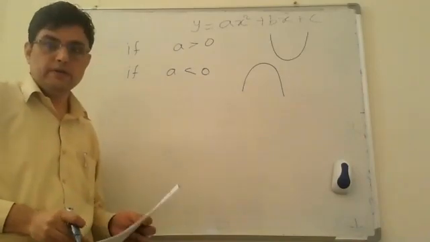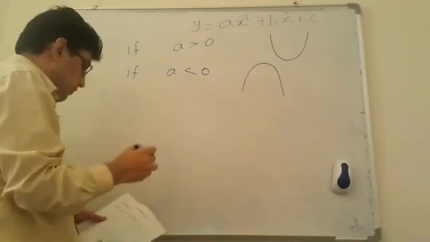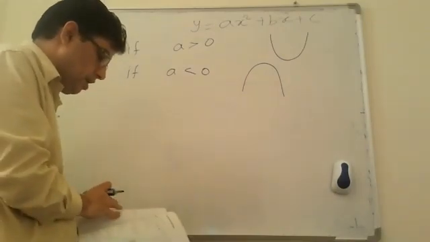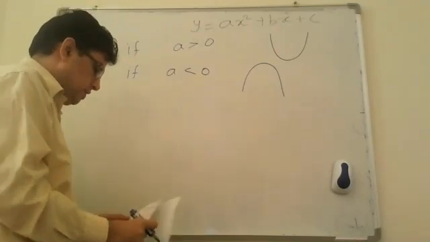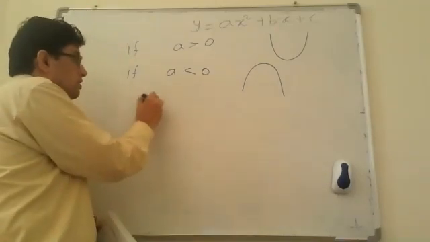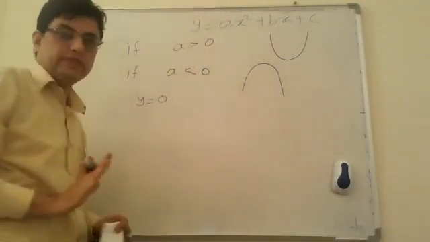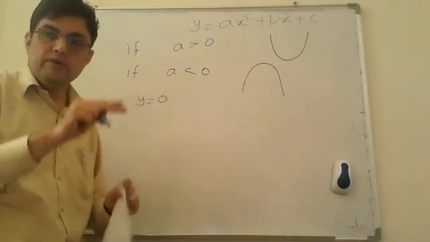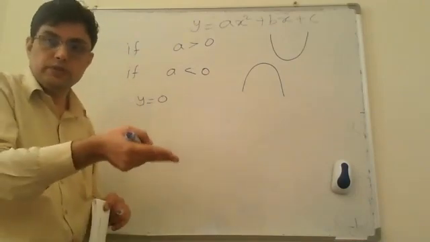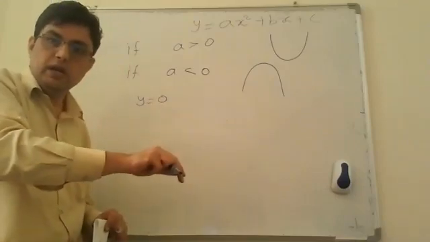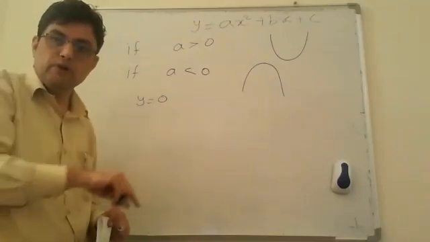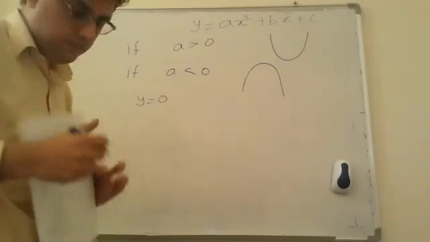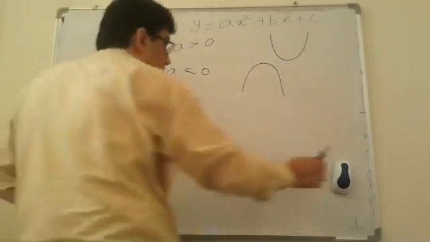How do we find it? First, put y is equal to 0 and then solve this equation. We will get two solutions. Then find the mid value of these two solutions. Then put that in the equation and you will get y corresponding to that. And then you draw. I will show you by example.